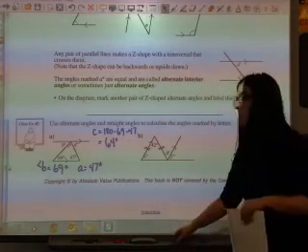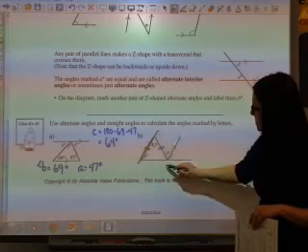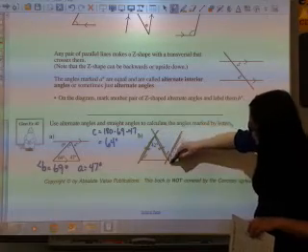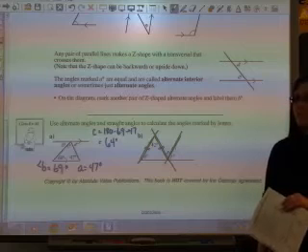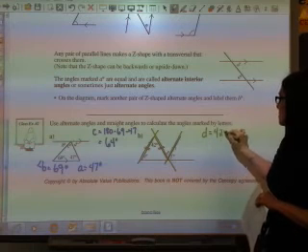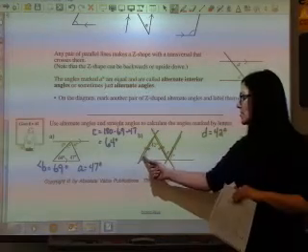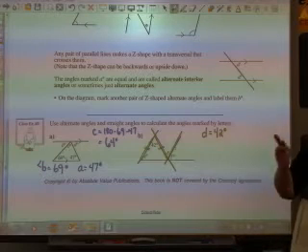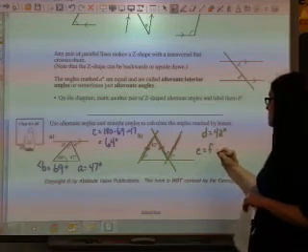Okay, so let's look at B. My parallel lines this time are right here. There's my parallel line. Here's my transversal. So do I have a pair of alternate angles? D and 42. D and 42. Okay. What can you tell me about angles E and F? They're corresponding. They're the same, they're corresponding. So angle E is going to equal angle F.